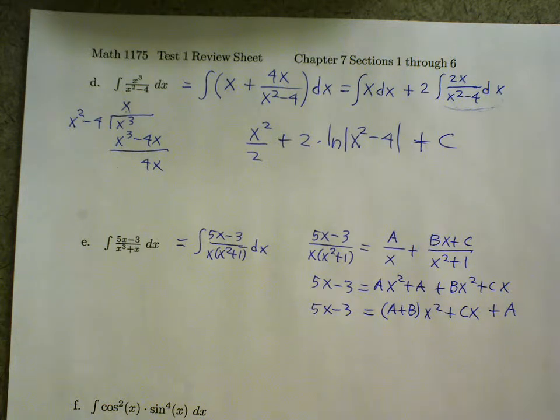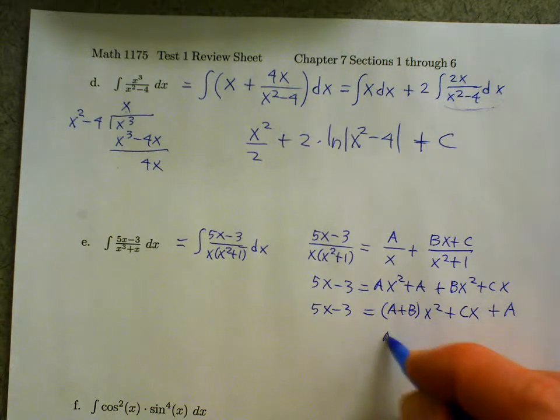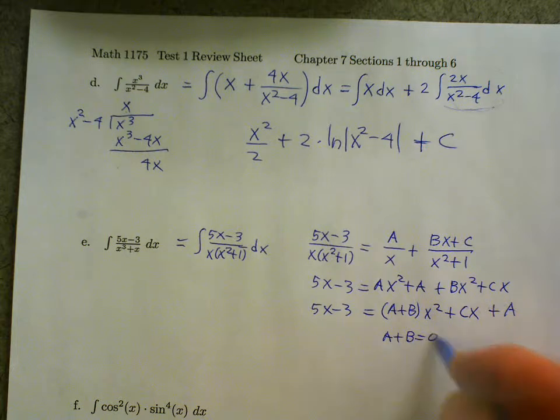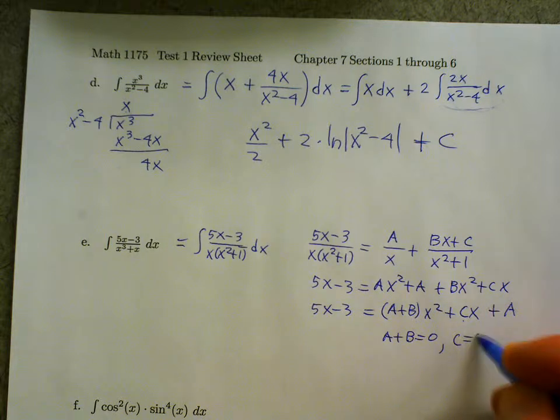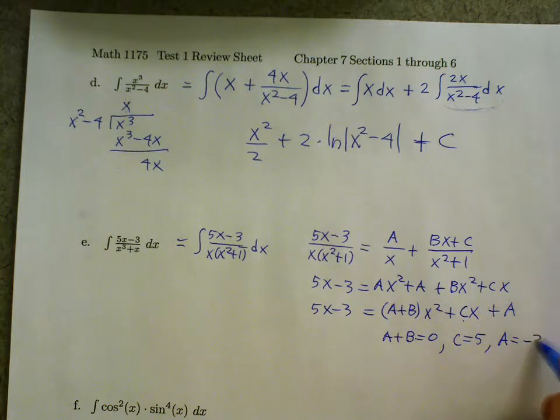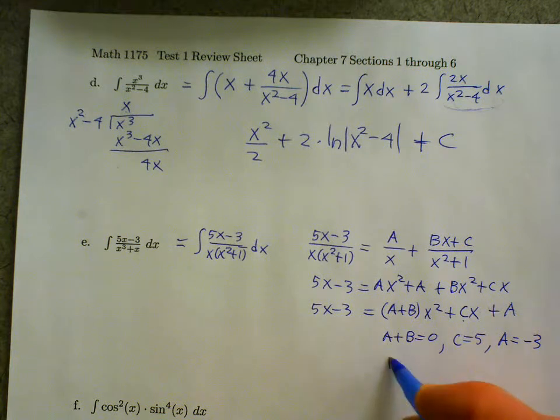So a plus b has to be 0. The value of c has to be 5. And the constant a is negative 3. And since a plus b is 0, b has to be positive 3.